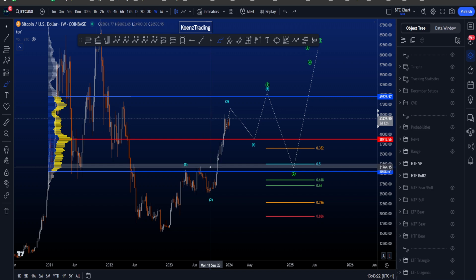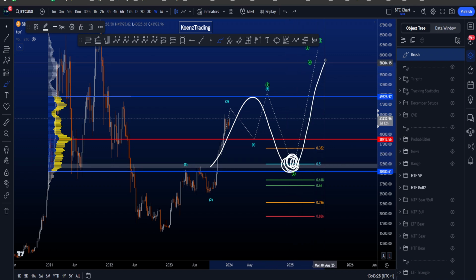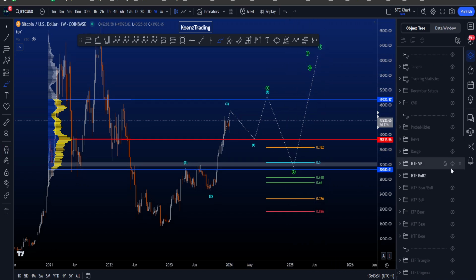So it could be very interesting to look for this range in 2024, potential buy opportunity, of course, no financial advice, and then be looking for continuation to the upside.